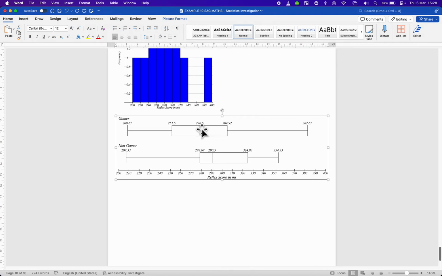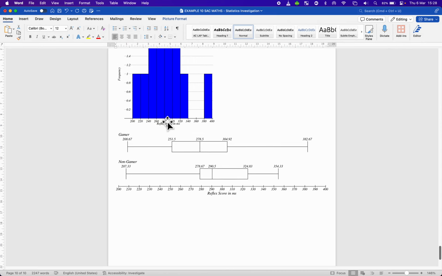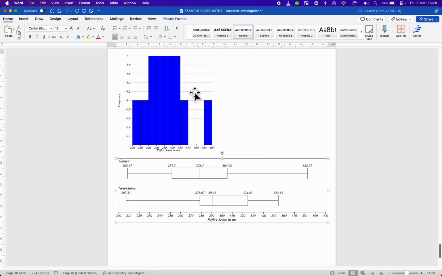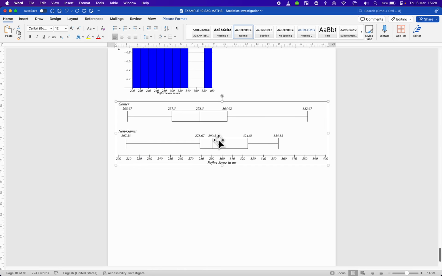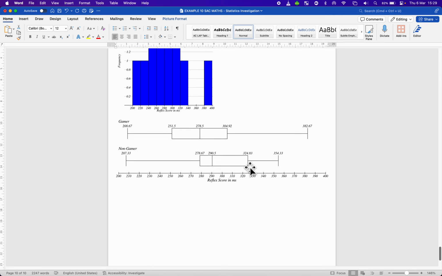The gamer box plot is slightly squished on the left because this is longer, so positively skewed like we gathered from this histogram. What could we say about the non-gamers? The squish is happening on the high end, so that allows us to talk about the fact that non-gamers were negatively skewed. So their data was more in the higher end or the lower reflexes, okay?